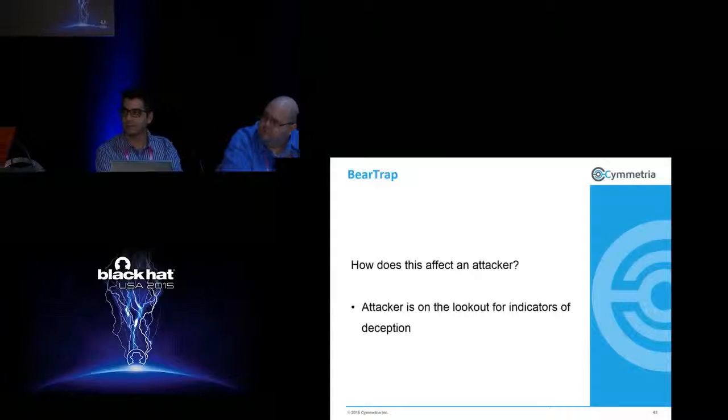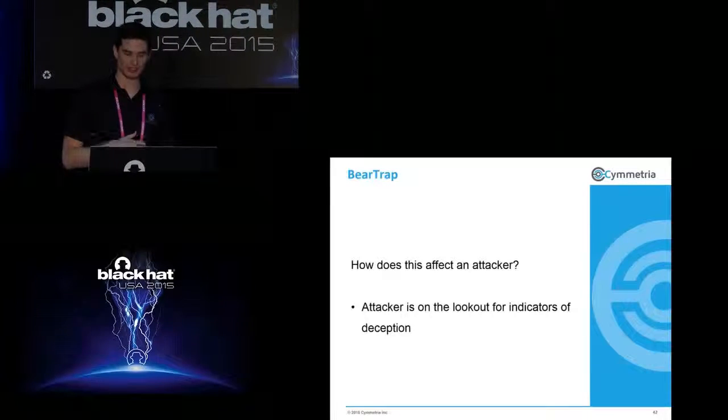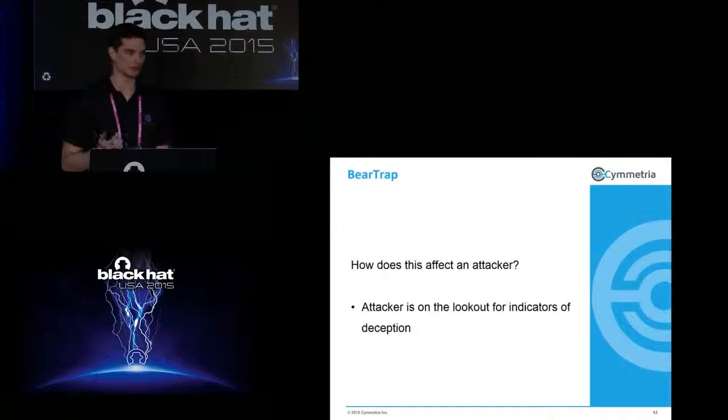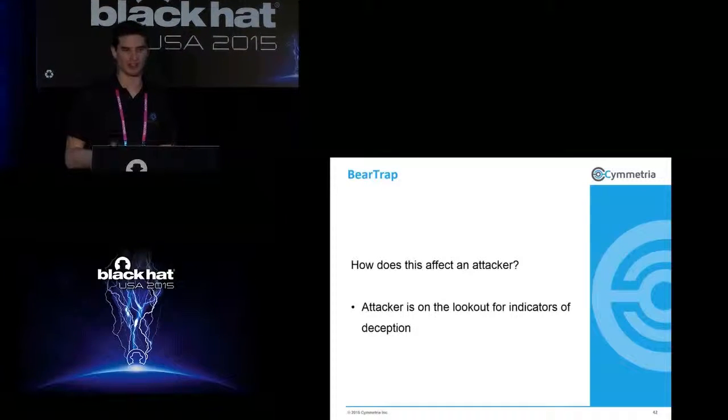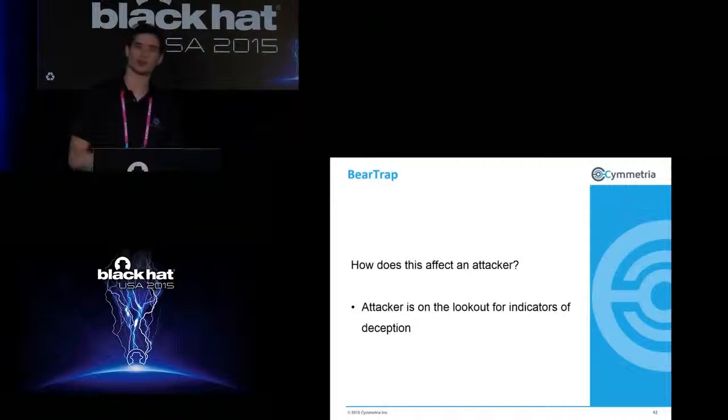Okay, so what does the attacker learn once we learn about Bear Trap? It learns that you should be looking for indicators of deception, right? You shouldn't be just connecting to services and trying to see what you can get from them. First of all, you need to realize if there are indicators of deception like that bad error message or that banner.